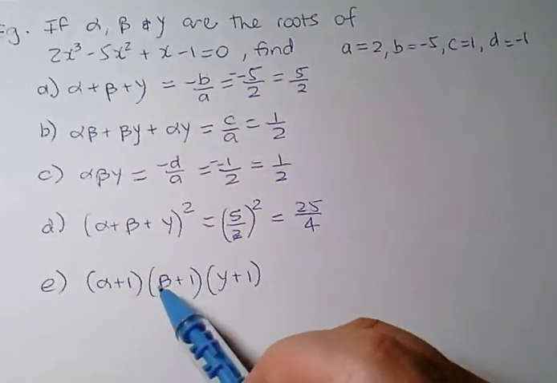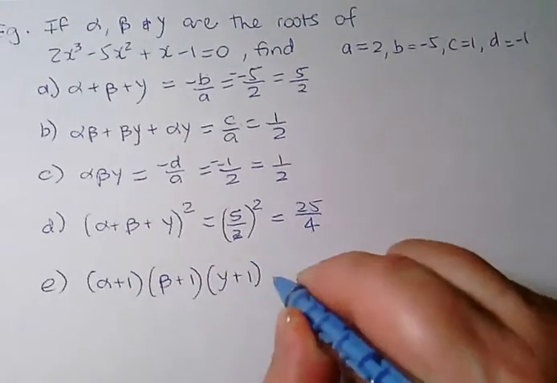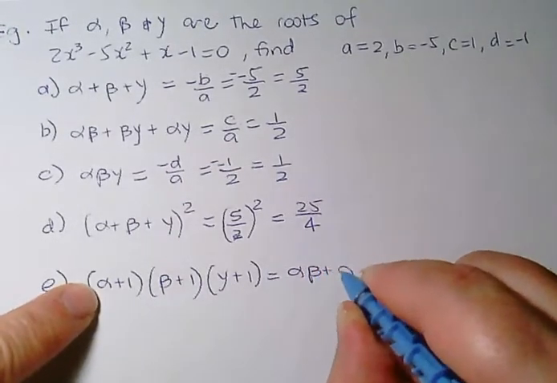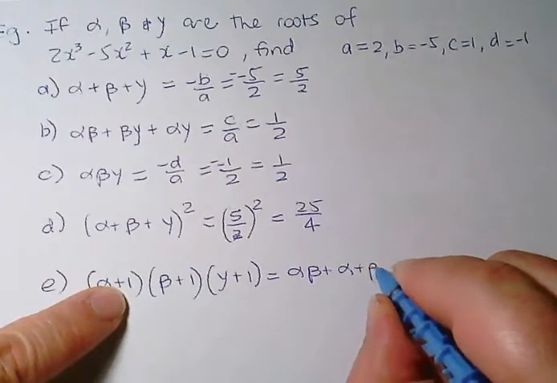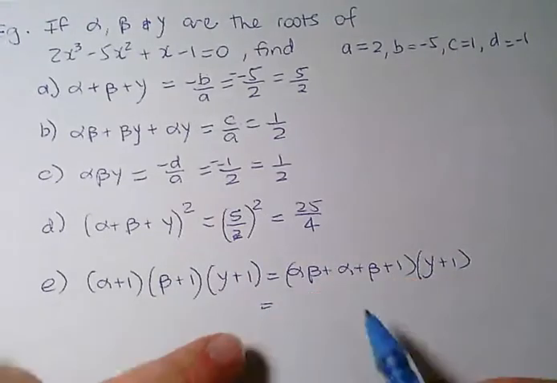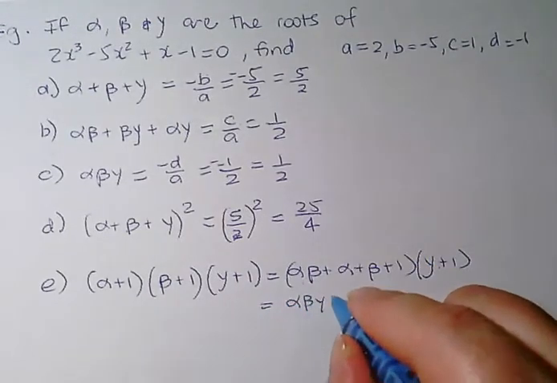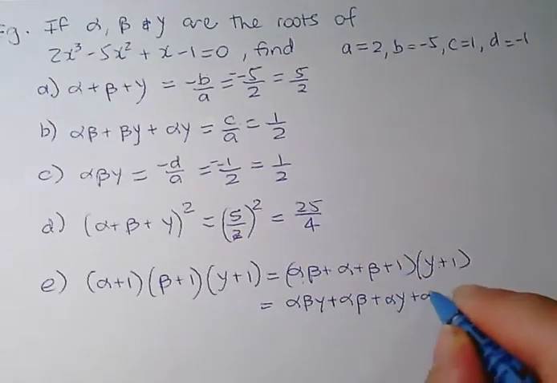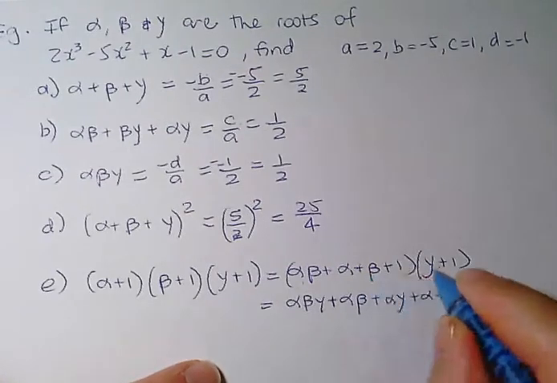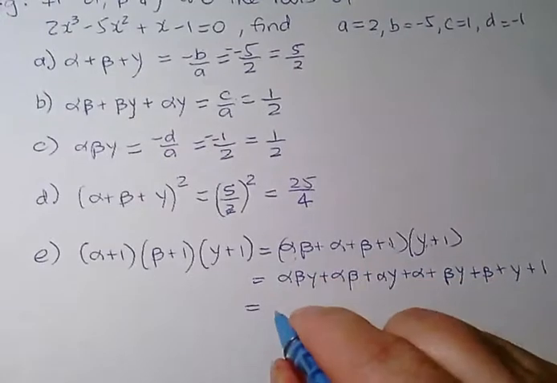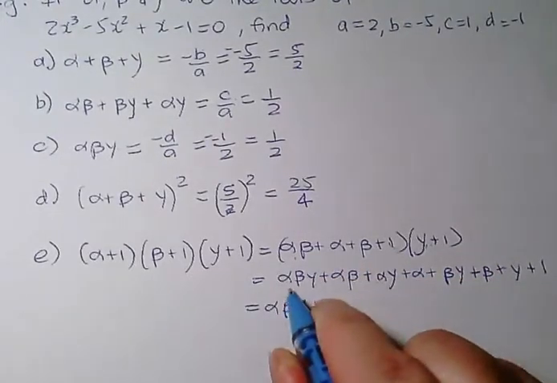This next one, (alpha plus 1)(beta plus 1)(gamma plus 1), you're going to have to expand. So expanding the first 2, I've got alpha beta plus alpha plus beta plus 1. That's got to be multiplied by gamma plus 1. So that will be alpha beta gamma plus alpha beta plus alpha gamma plus alpha plus beta gamma plus beta plus gamma plus 1.